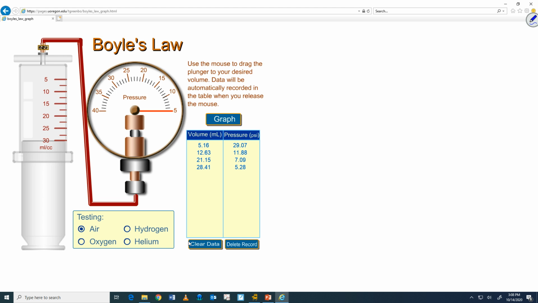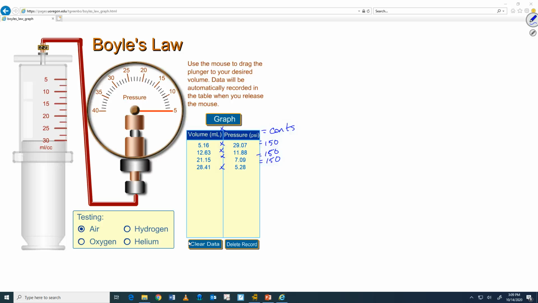If we take these values that we have here and we're going to multiply them, like I said earlier, if we times volume by pressure, we get constant if it's inverse. If it was direct, we'd have to divide. So let's see what happens when we multiply these two variables. So we get 5.16 times 29.07, and that's 150. If I take 12.63 times 11.88, I get 150. If I take 21.15 times 7.09, I get 149.95, which rounds up to 150.